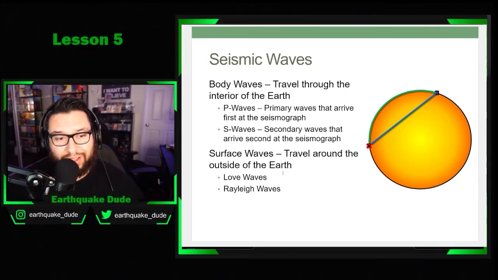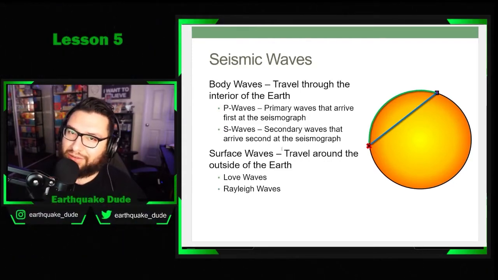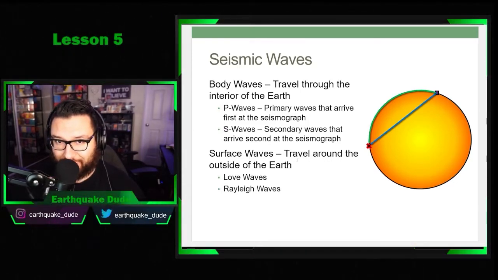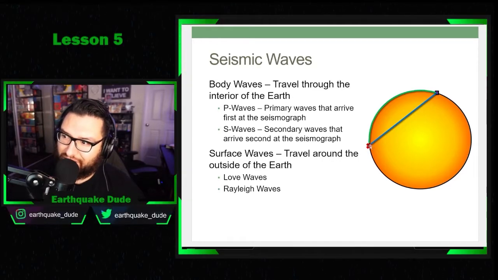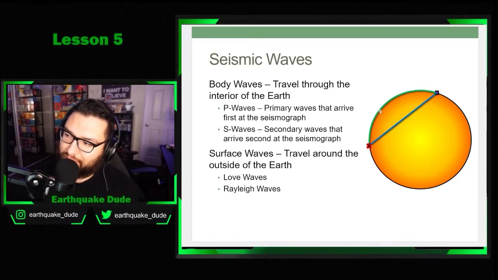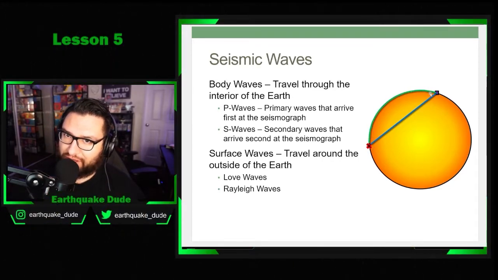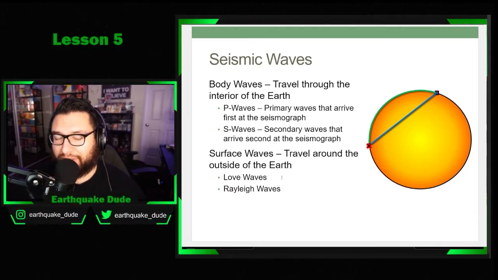Now, additionally, the slower waves, also known as surface waves, and you got it right, travel through the outside of the earth, on the surface of the earth. There you can see the green line. These waves travel through the surface. Now, those are the slowest ones and the last ones to arrive at a seismograph.